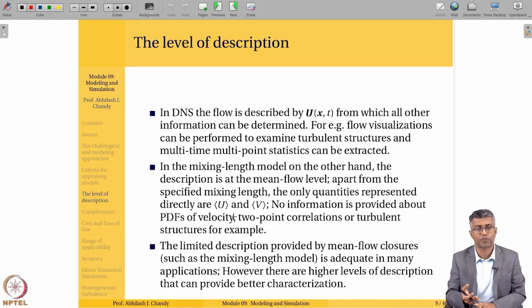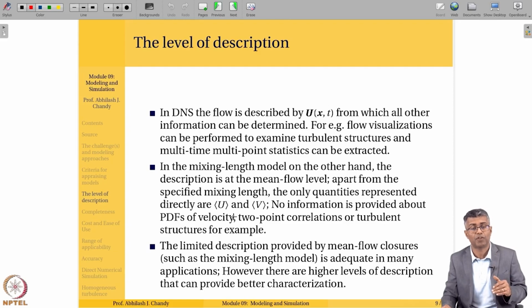You can calculate means from that, you can calculate gradients from that, you can calculate any kinds of statistics from that, multi-point statistics, multi-time statistics, you can examine turbulent structures. That's all you need. You just need the velocity at every point in space and time. That's it. That is the level of description in DNS. There's nothing more to be specified.